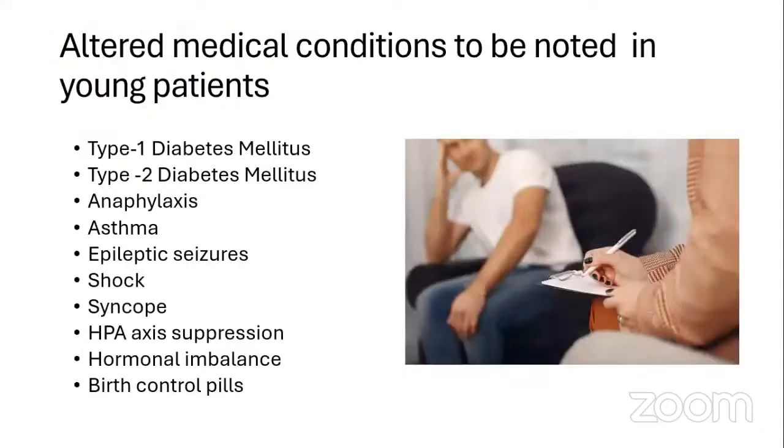clinicians and patients. First, we'll go through arterial medical conditions to be noted in younger patients. Type 1 diabetes mellitus, which is also called insulin-dependent diabetes mellitus, is commonly seen in younger adults and will not be noticed while recording the case history. And similarly, type 2 diabetes. Type 2 diabetes is also known as non-insulin-dependent diabetes mellitus.